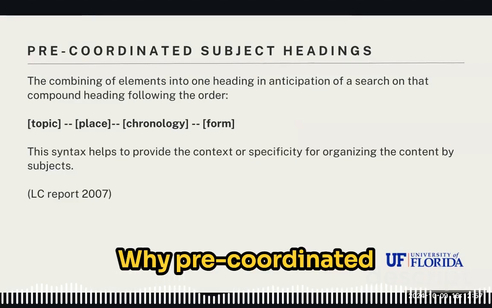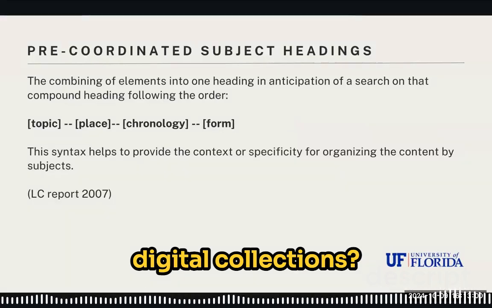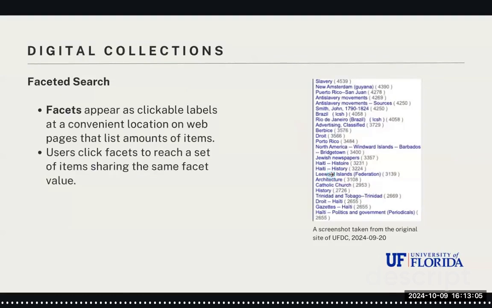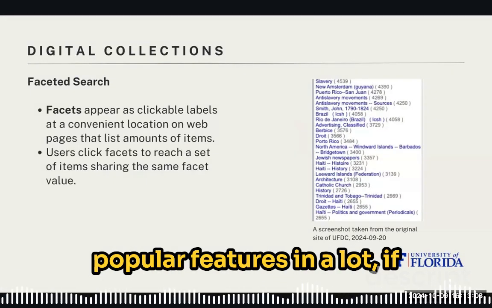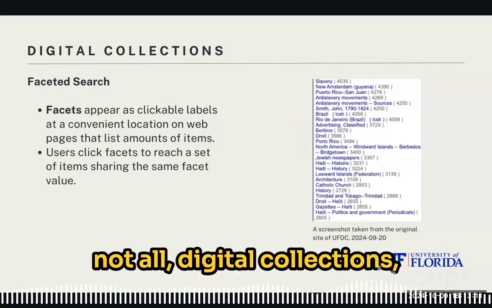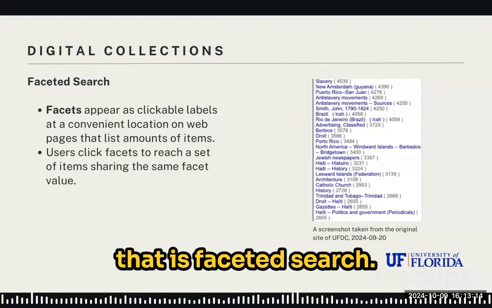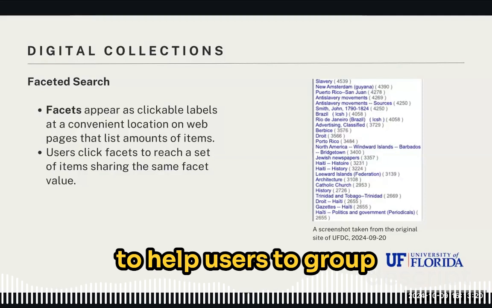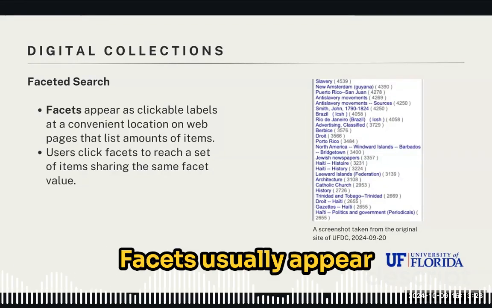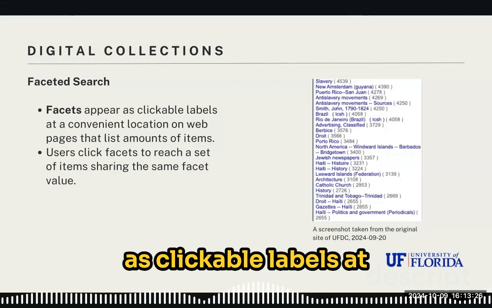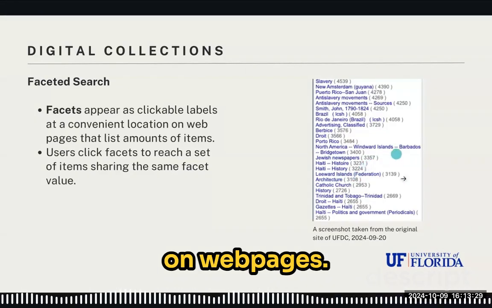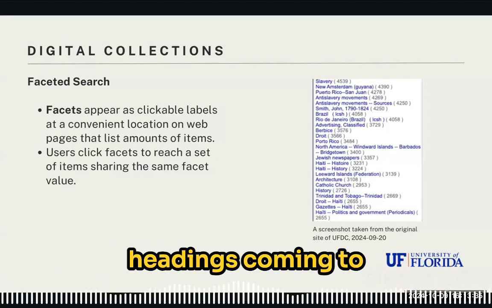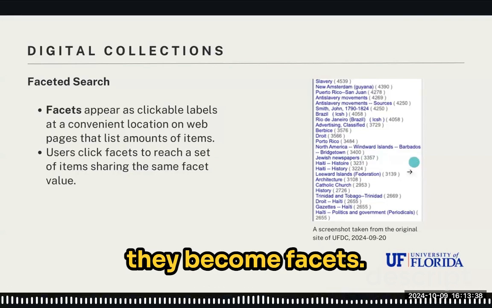Why could pre-coordinated subject headings cause issues in digital collections? Let's have a close look at it. It's because one of the popular features in a lot, if not all, digital collections is faceted search. This feature uses facets to help users further group the search results. Facets usually appear as clickable labels at convenient locations on web pages. And when the pre-coordinated headings come into the digital collections, they become facets.